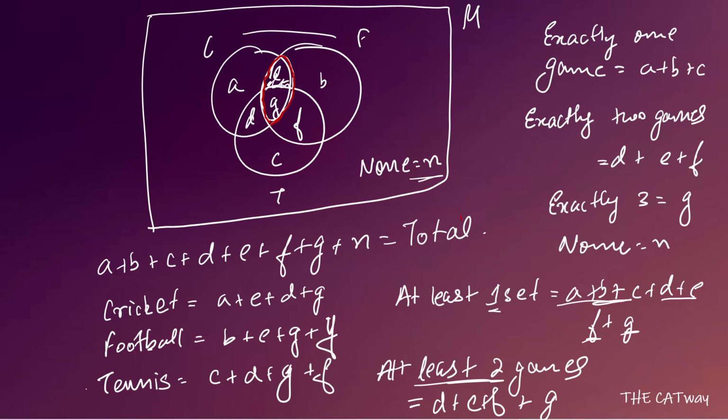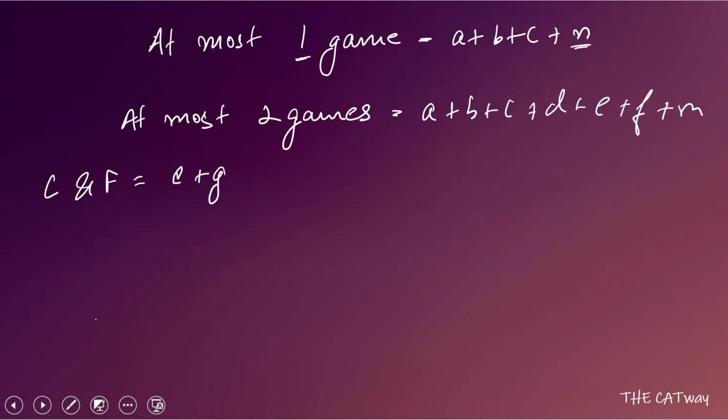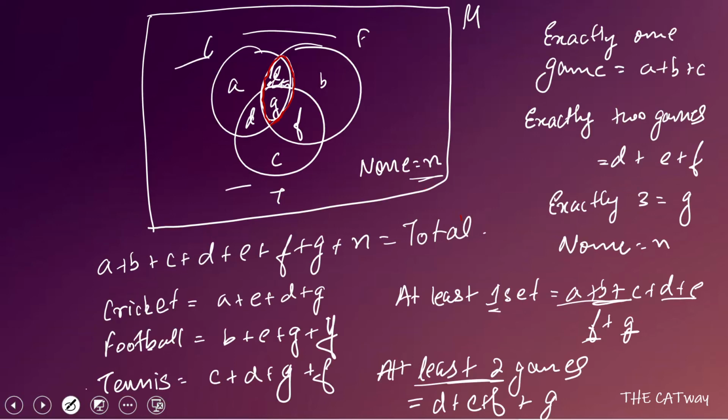Similarly, when we will be talking about cricket and tennis, let's say, then we will be adding d plus g. Because see, cricket and tennis, so we have to take the people who are common in these two. So the common part is D and G. So these two parts are common in this. So we will be adding those. Similarly, you must have understood for football and tennis, we will be taking f plus g. So this is it.